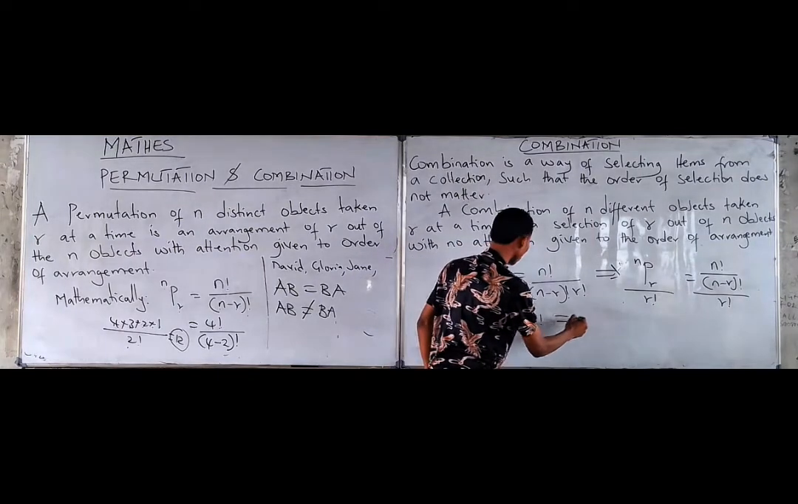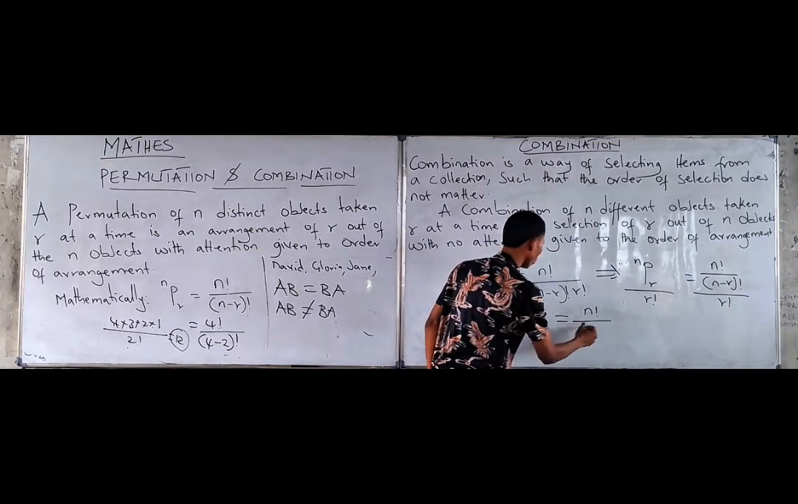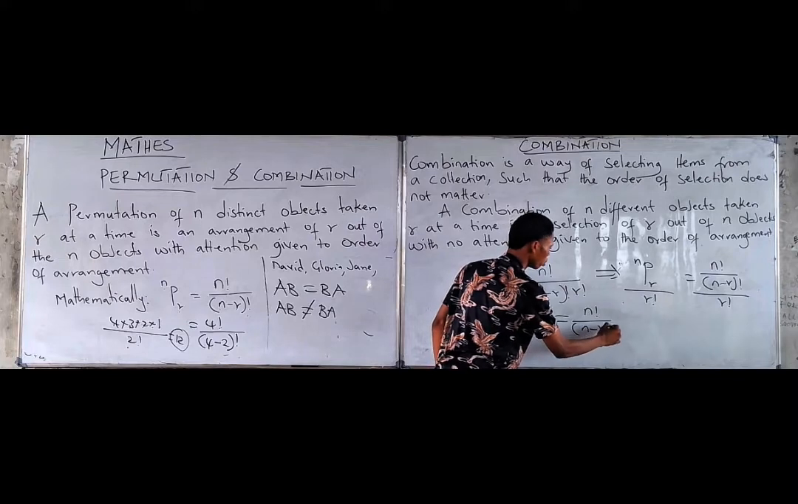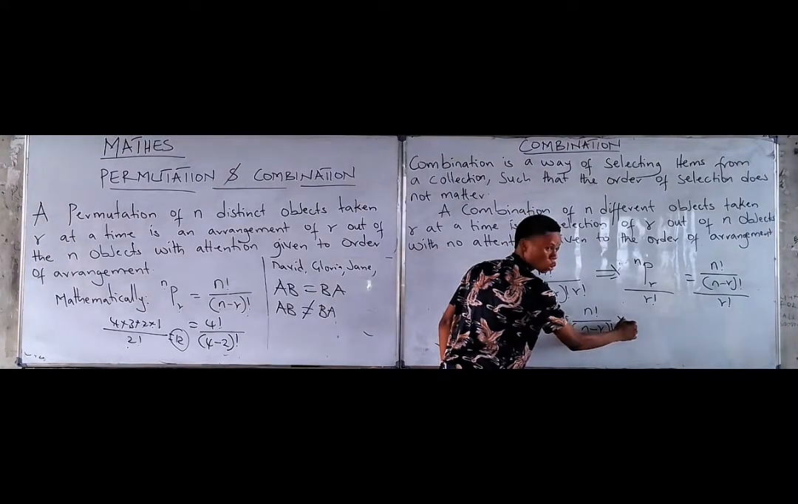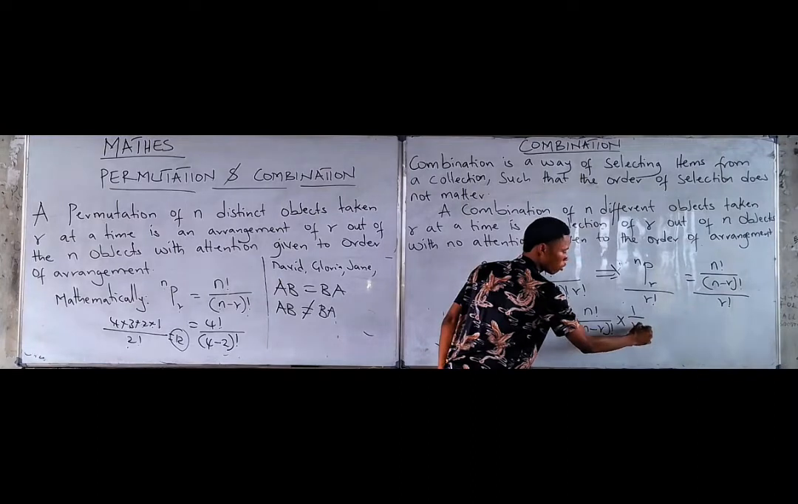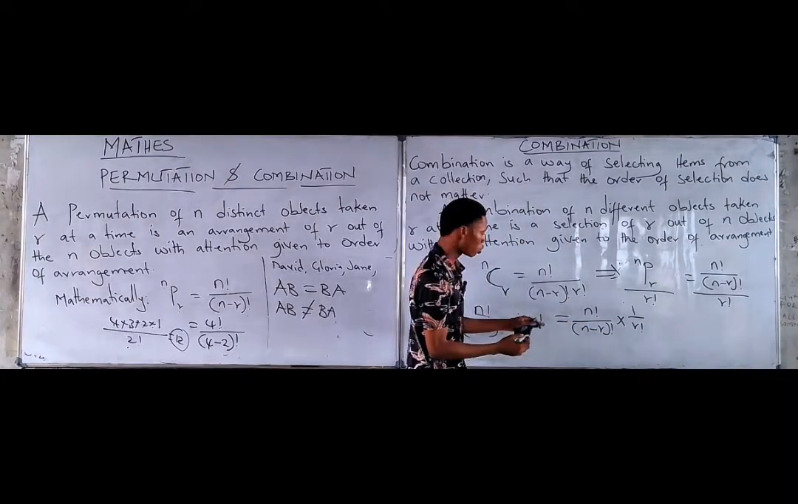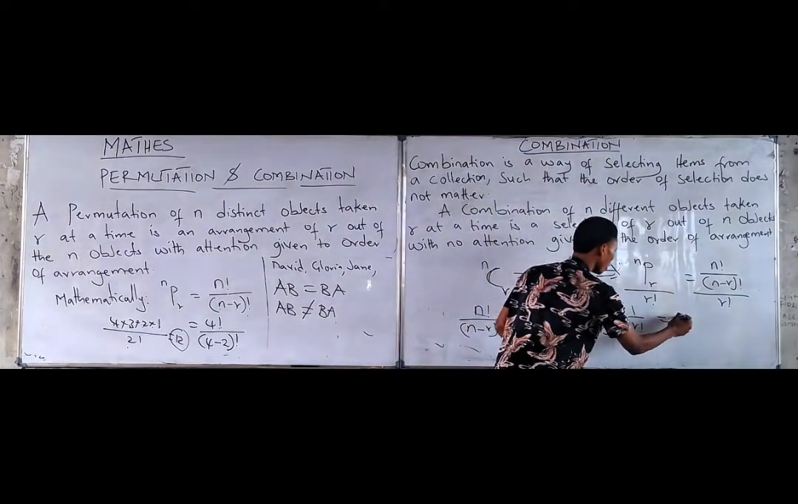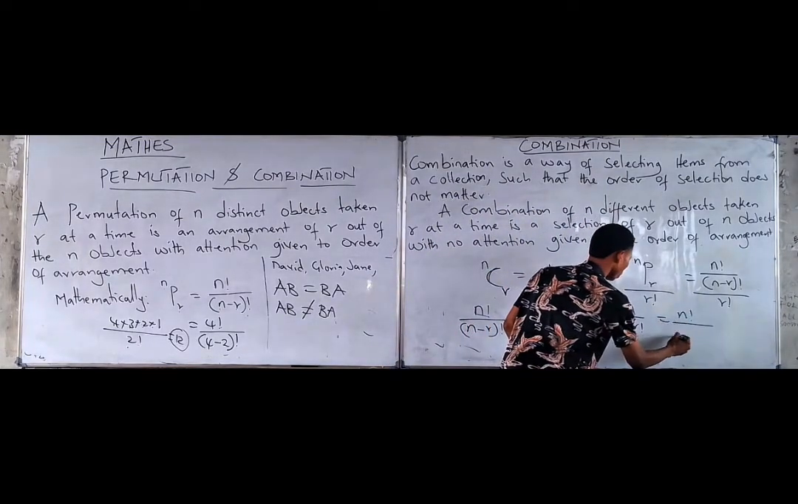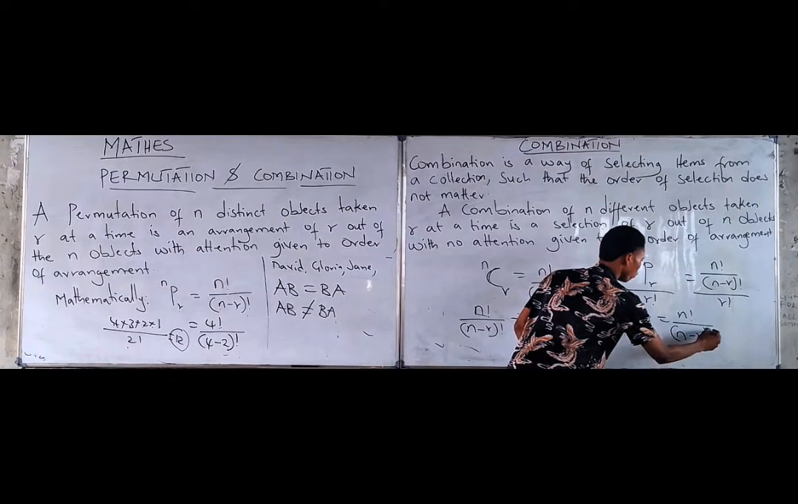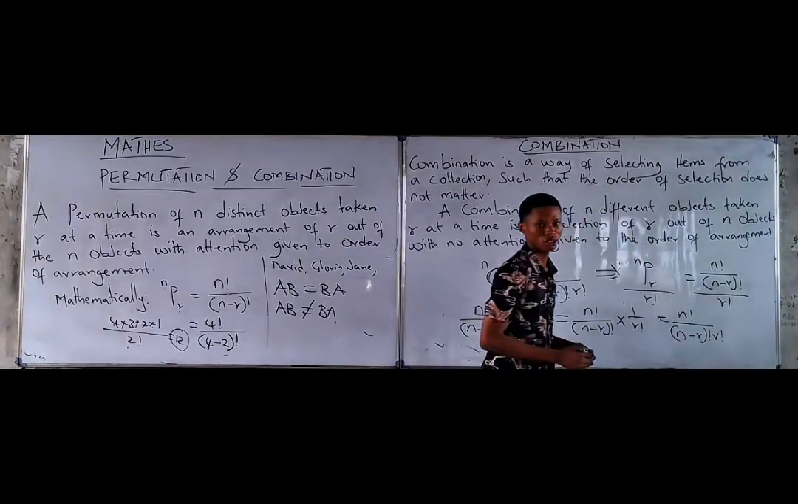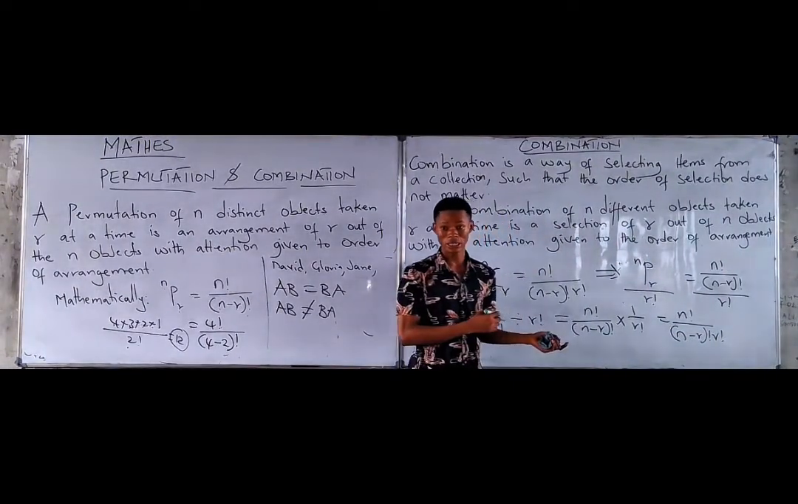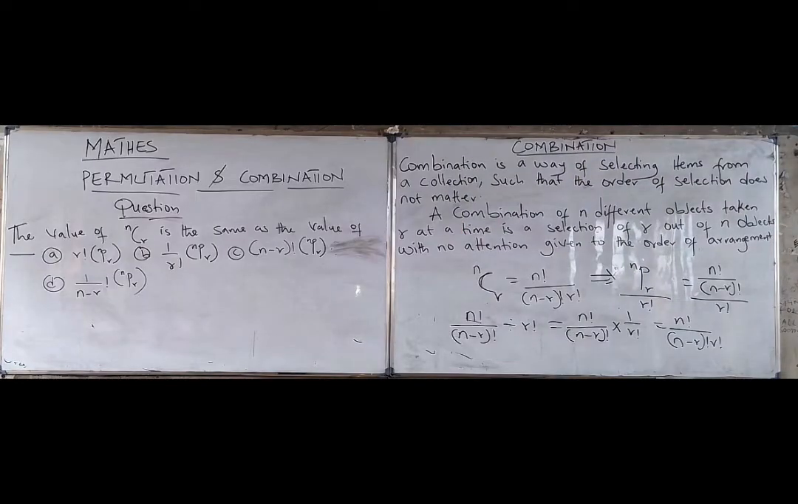And this is the same thing as saying n factorial all over (n minus r) factorial times what? 1 all over r factorial. You remember, if you want to change division to times, you take the reciprocal. So we are back to n factorial all over (n minus r) factorial, r factorial. Do you get that?